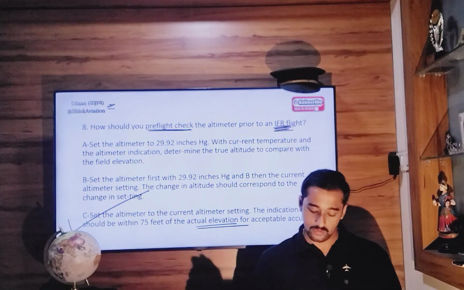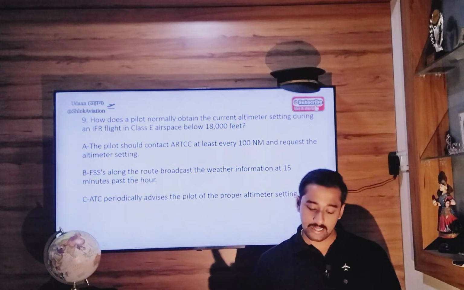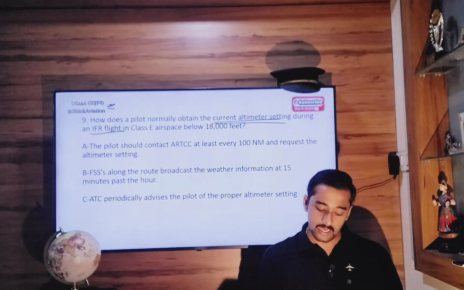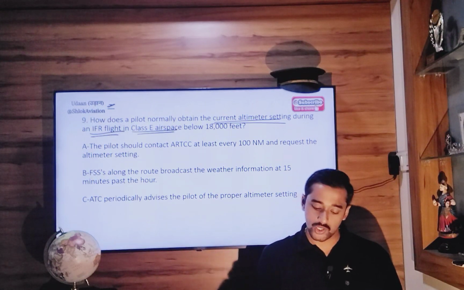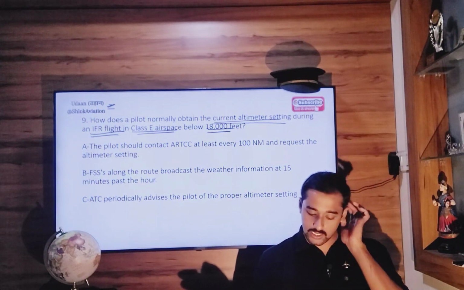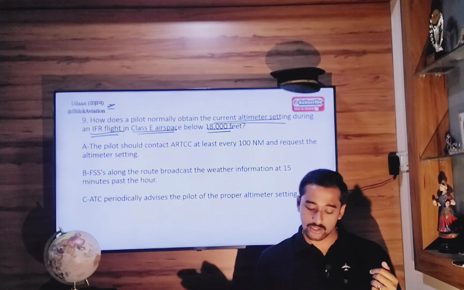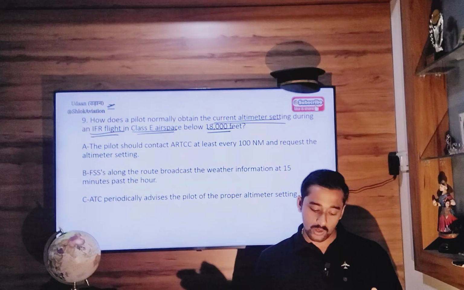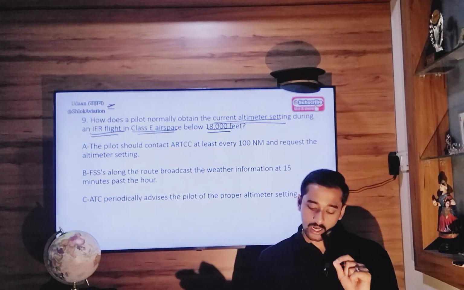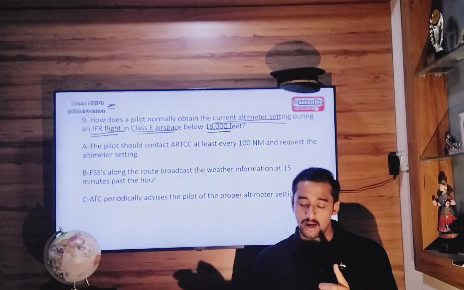Next. How does a pilot normally obtain the current altimeter setting during an IFR flight in Class Echo airspace below 18,000 feet? So it's an IFR flight. You are flying in controlled airspace below 18,000 feet. Options: the pilot should contact Air Route Traffic Control Center at least every so many miles and request the altimeter setting; FSS along the route broadcast the weather information at 15 minutes past the hour; ATC periodically advises the pilot of the proper setting.